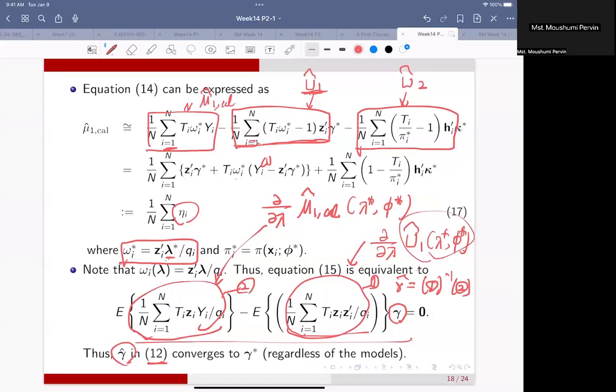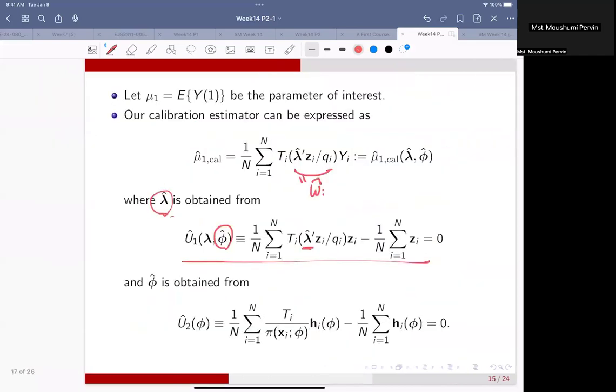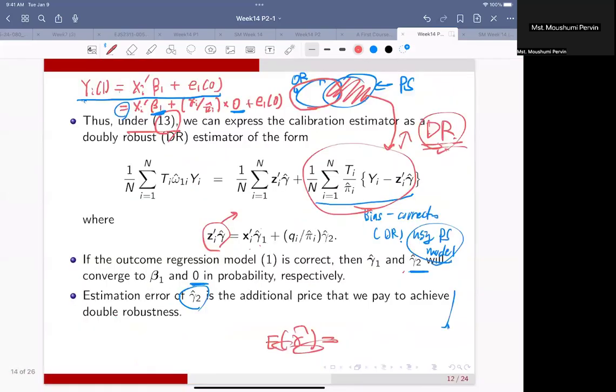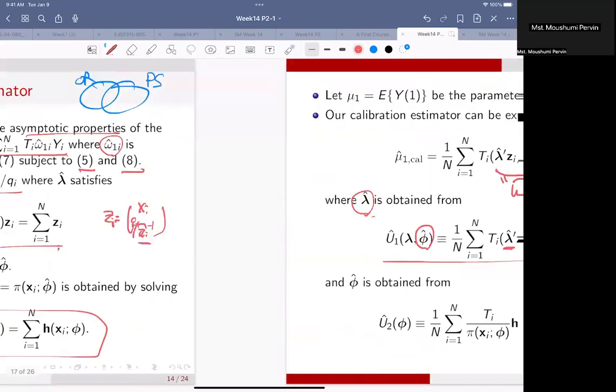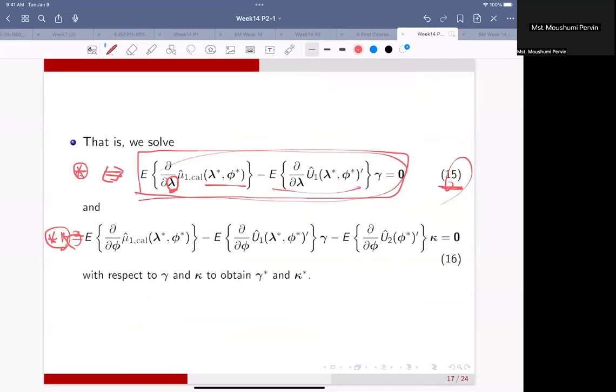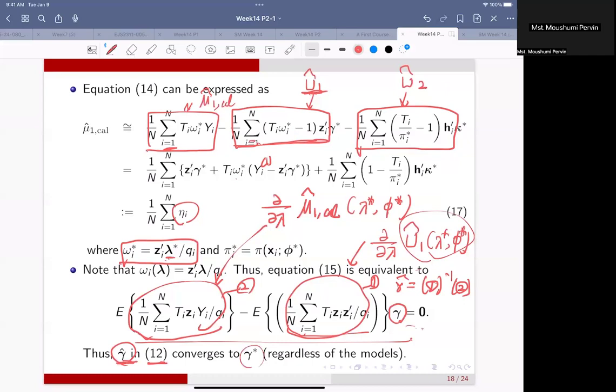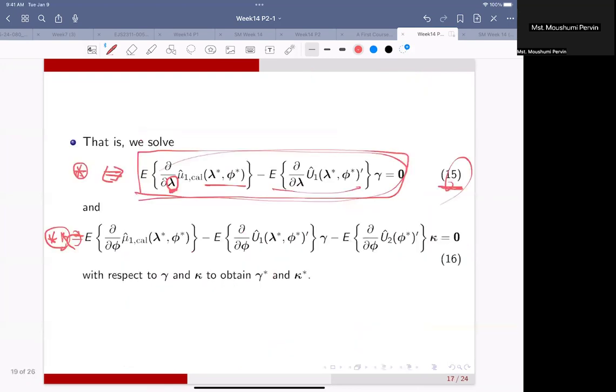So that means the gamma hat in 12, this guy is already converged to gamma star, the solution to here, regardless of the model. You don't really need any model to show the convergence. So equation 15 is relatively easy to check.